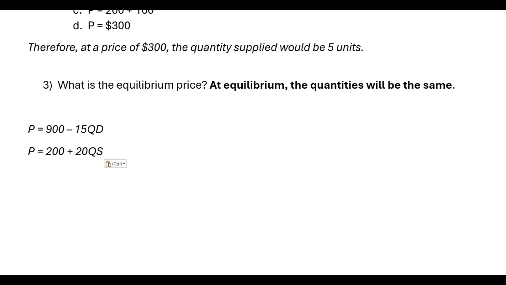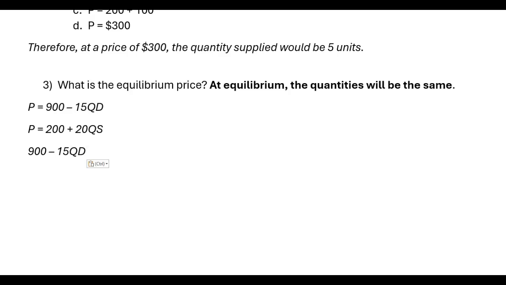Well, here's where we're going to do a little bit of substitution. I'm given an equation for the slope of the demand curve. I'm given an equation for the slope of the supply curve. And because these are both equal to price, they have to both be equal to each other as well.